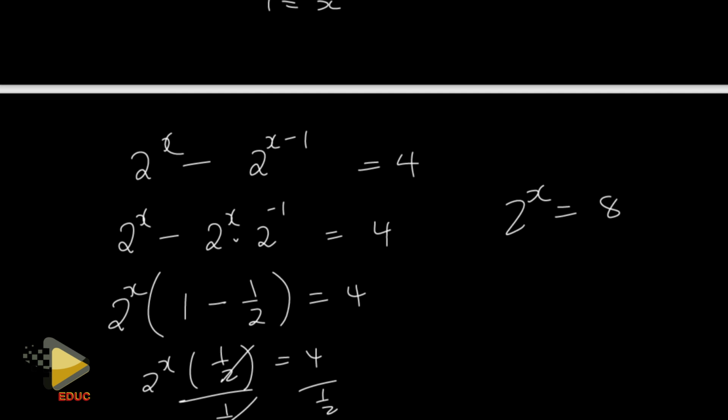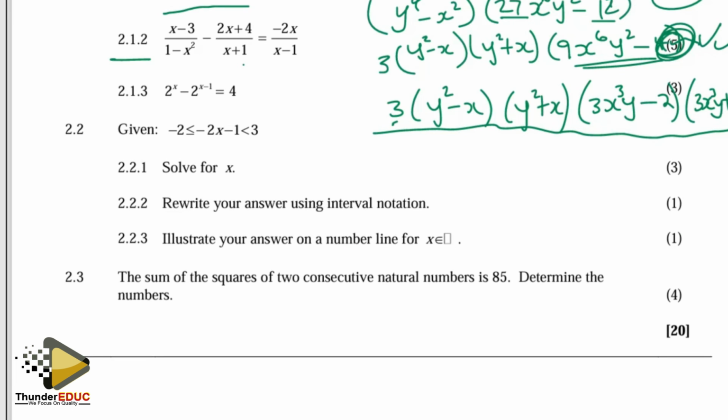Then break down 8, or express 8 in the form of 2. So that is 2 to the x is equal to 2 to the 3. Bases are the same, which means the exponents must also be the same. So that will be the answer to that question.